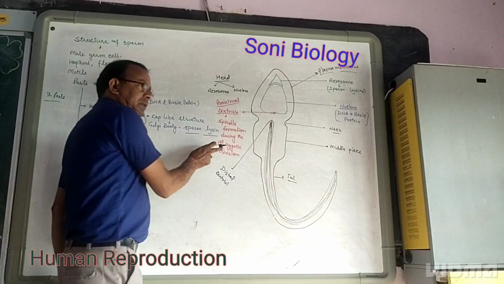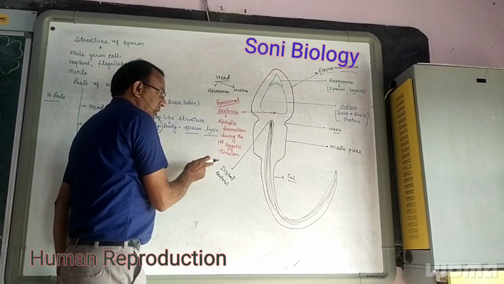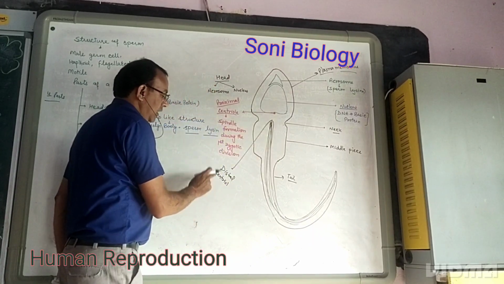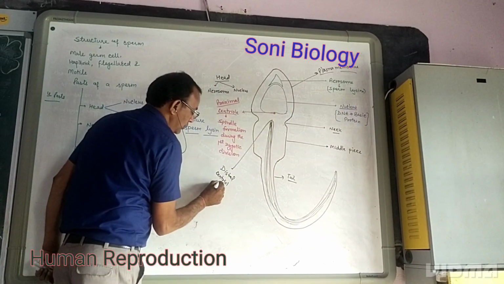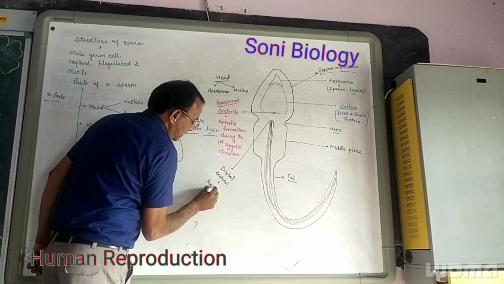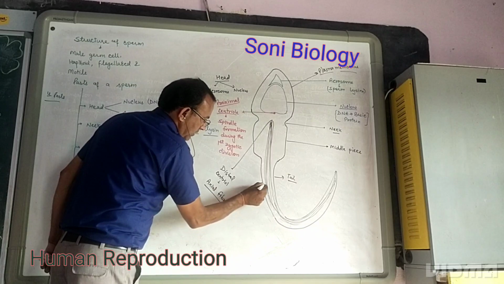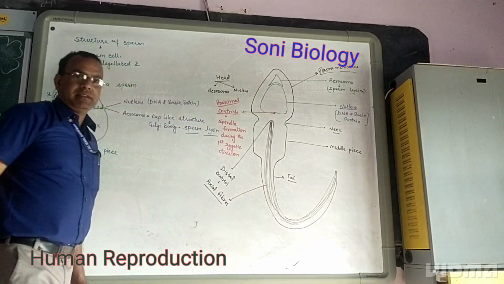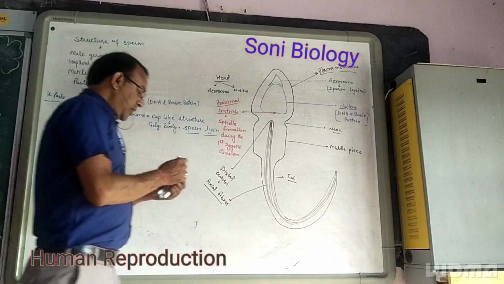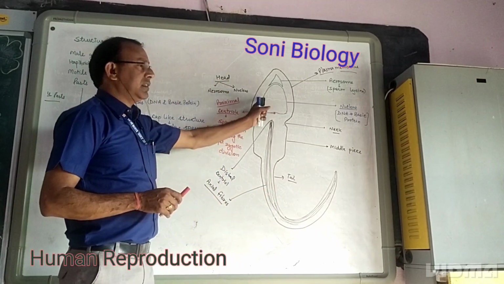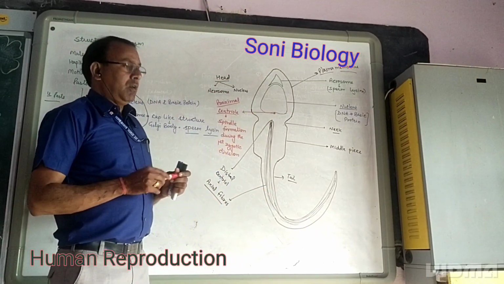The centriole which is present in the depression of the neck is called the distal centriole, and the distal centriole produces axial fibers. These are the axial fibers. Clear? One more membrane also covers the head zone.